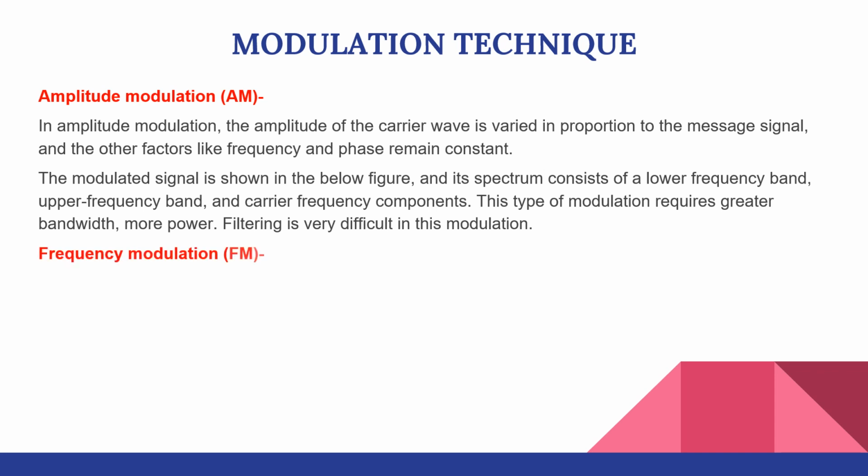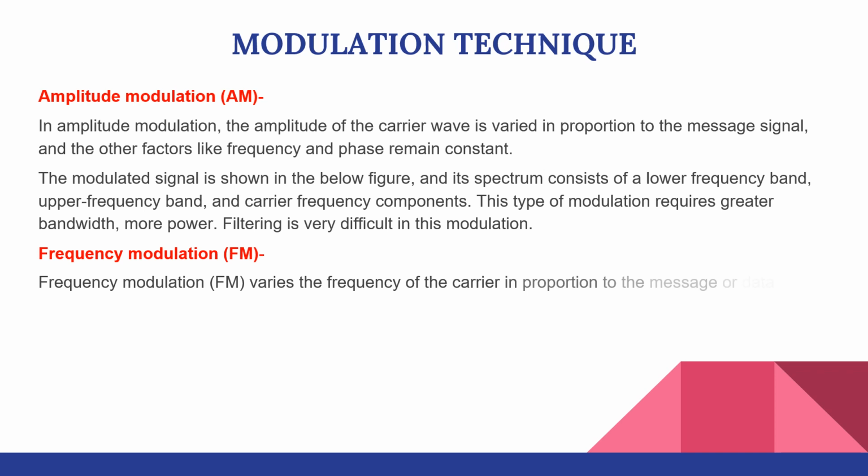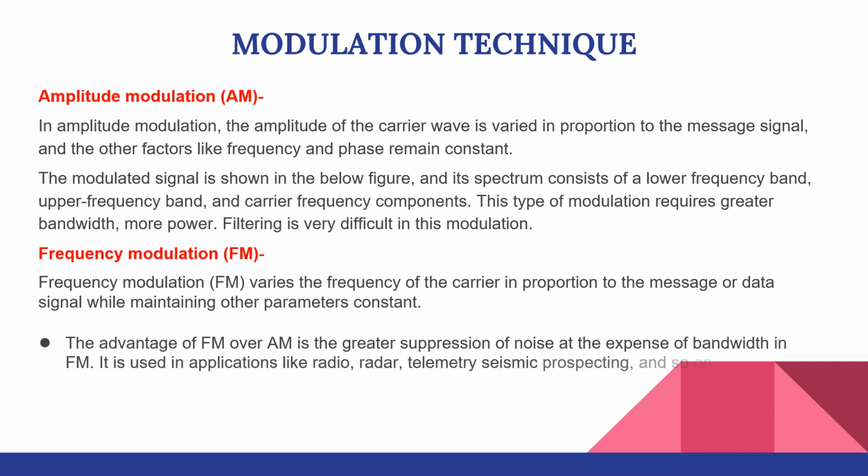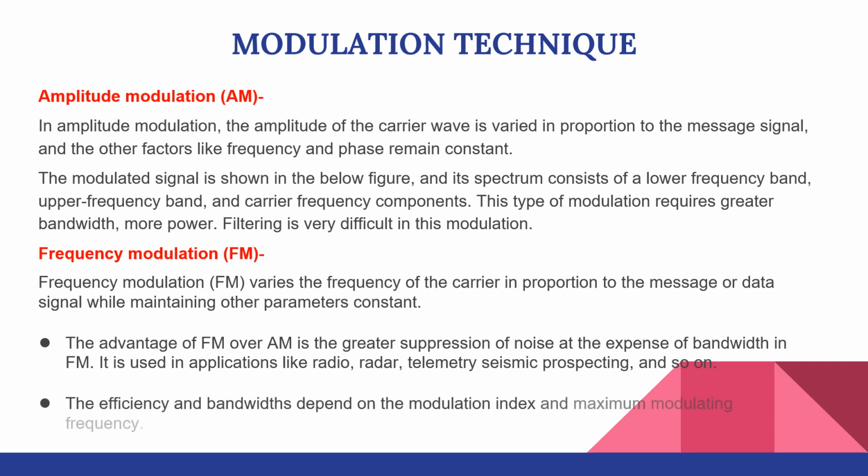Now, the second one, that is frequency modulation, which is also called FM. Frequency modulation varies the frequency of the carrier in proportion to the message or data signal while maintaining other parameters constant. The advantage of FM over AM is the greater separation of noise at the expense of bandwidth in FM. It is used in applications like radio, radar, telemetry, seismic prospecting, and so on. Thus, efficiency and bandwidths depend on the modulation index and maximum modulation frequency.